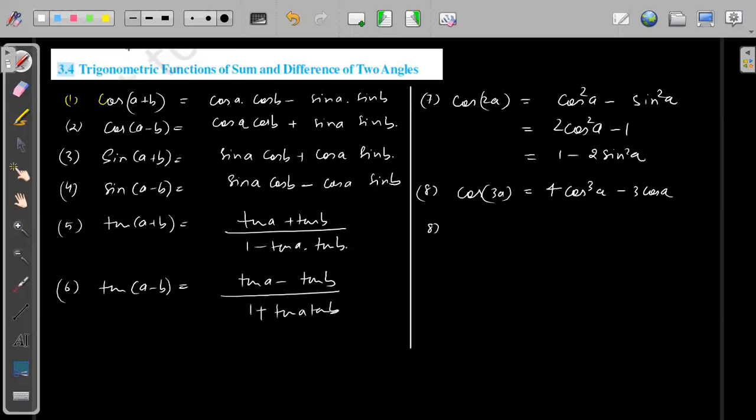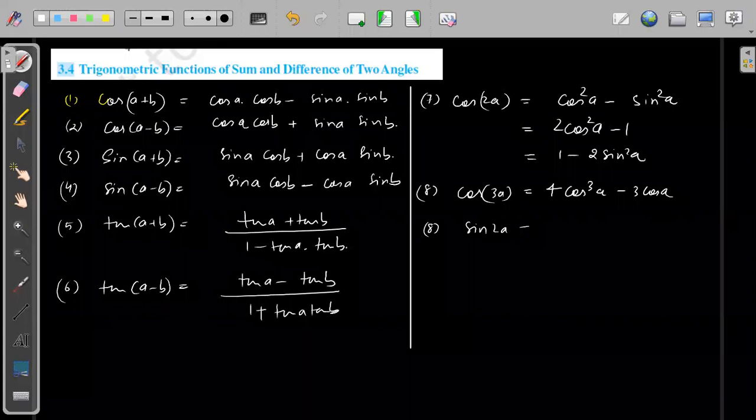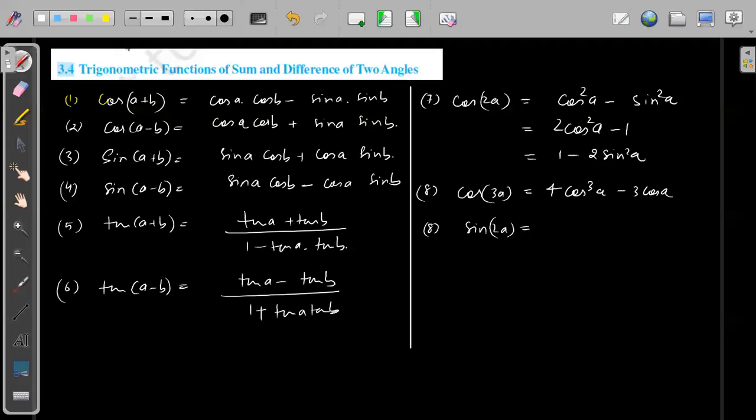Very good. Next, sine of 2A. What is sine of 2A? 2 sine A cos A. Yes, very good. Sine of 2A is 2 sine A cos A. Ninth, what is sine of 3A? 3 sine A minus 4 sine cube A. Very good. 3 sine A minus 4 sine cube A.